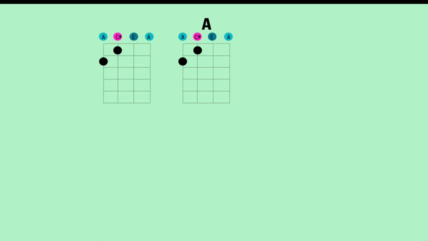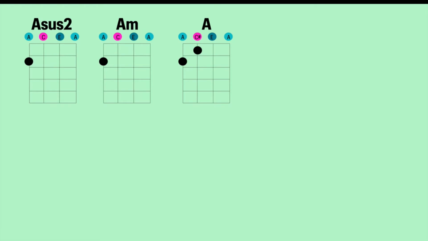If we take this major shape and want to make it into a minor, A minor, we need to flatten this third to the open string, making it a C note. And then taking this minor shape, if we want a sus2, we're going to want to flatten this C again to a B. Now we can't make the open C any lower, so the best way to get a B note is on this A string here, and then we need to lose the C note and change it to either an A or an E.